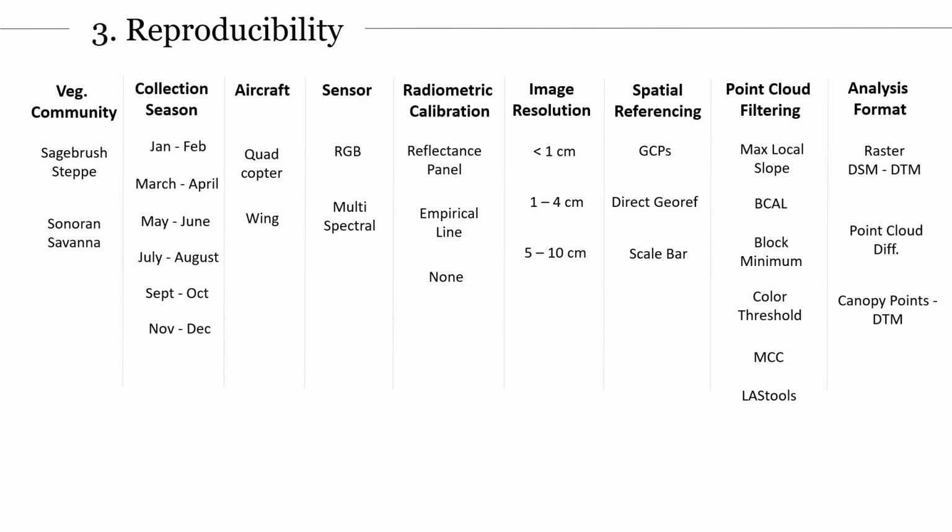For example, what vegetation community are we working in? What's the best season of data collection? What kind of aircraft are we using? What kind of sensor? Are we doing radiometric calibration? What's the resolution of our imagery? Or what kind of spatial referencing are we doing? Are we doing RTK? Are we using ground control points? Are we filtering our point clouds? And if so, how? What's our analysis format? So there's just a lot of decisions we have to make. As you can see, this is just a subset of everything we have to do.